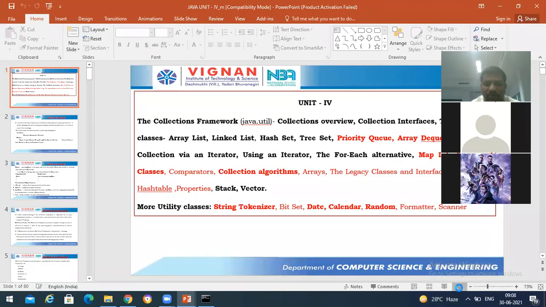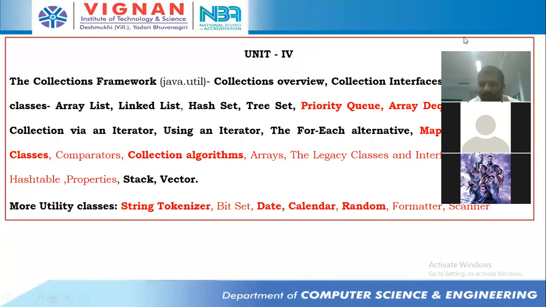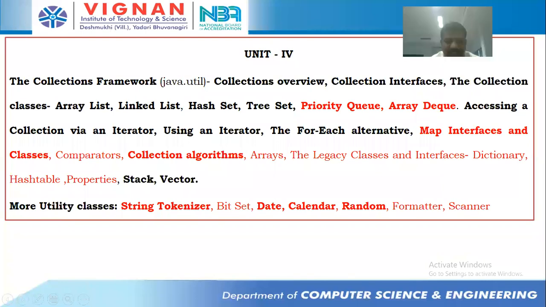Let me share the screen. Fine. So this was the complete syllabus of your Unit 4. So only these things we will be discussing. Utility classes: string tokenizer, bit set, date, calendar, random, formatter, and then scanner. These things will be discussed in the complete 2 hours of the session, and try to understand.